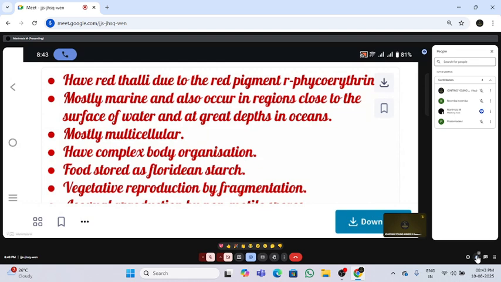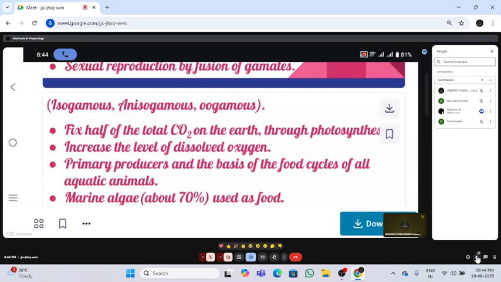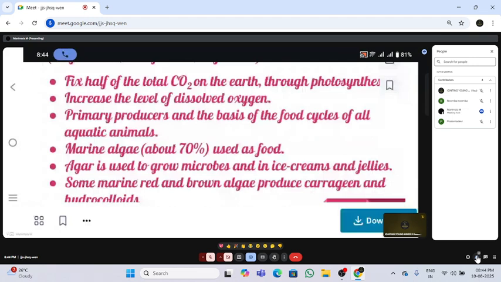The next one is economic importance. In the beginning of the lesson I said I would give one more explanation about this topic. Looking at the main economic importance, half of the carbon dioxide fixed on earth is due to algae, through photosynthesis. When the carbon dioxide is fixed, the oxygen concentration in the surroundings increases. So they are the primary producers. Half of the carbon dioxide fixation takes place because of algae by photosynthesis, so more oxygen is released.